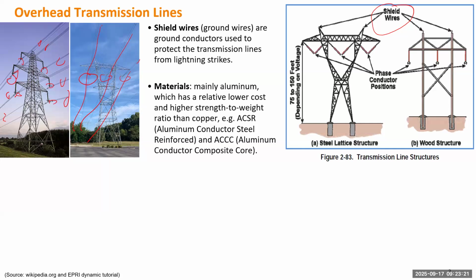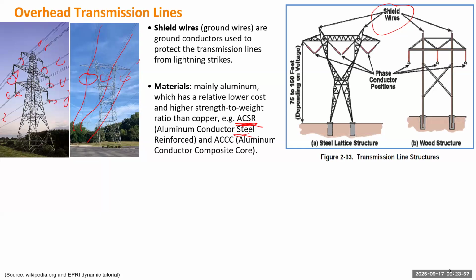Okay. Regarding materials, most conductors are made of aluminum because it has a relatively low cost but a high strength to weight ratio compared to copper. In the past, there might have been some lines in copper, but most are in aluminum. But you can add some material to help reinforce the line. For example, in this design, if you see those 4 letters, ACSR, that's aluminum conductor steel reinforced.